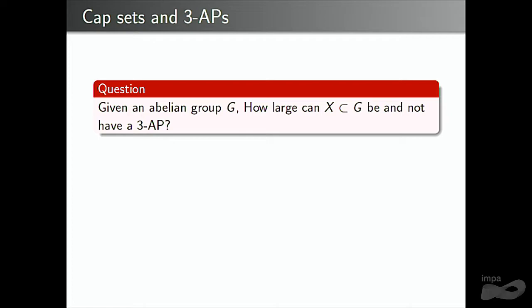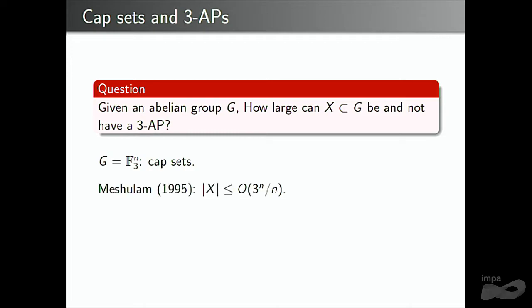Here, the question you can analyze for a general abelian group: how large a set can you have without a 3-term arithmetic progression? In the case of F_3^n, this received particular attention. It was called cap sets. It's also related to the game of Set, if you know the game.